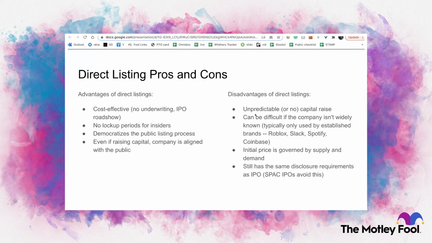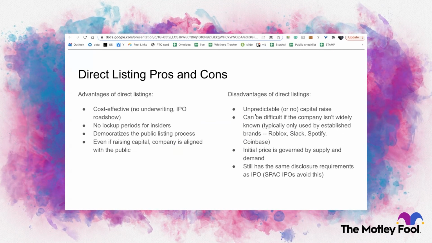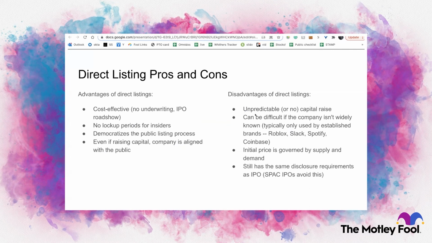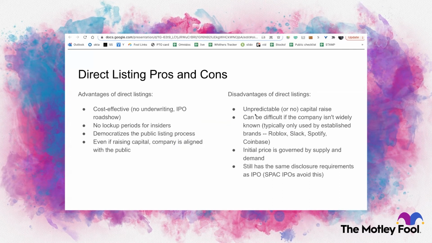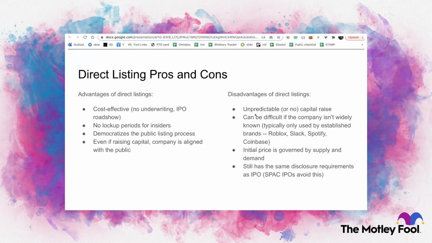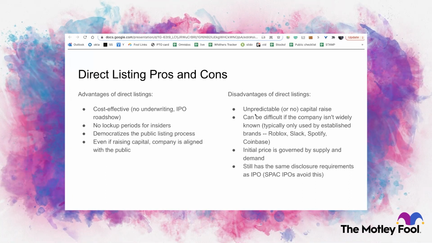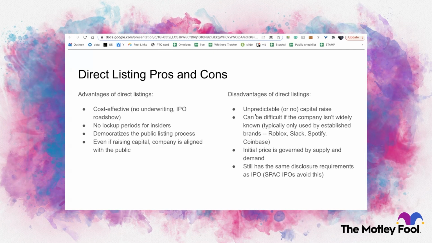Some of the advantages: they're cost effective for the company. They don't have to hire underwriters. They don't have to do an IPO roadshow. They have to hire some advisors, but it's generally a much more inexpensive process. There's no lockup periods required for insiders. It democratizes the public listing process for both investors and for inside investors.